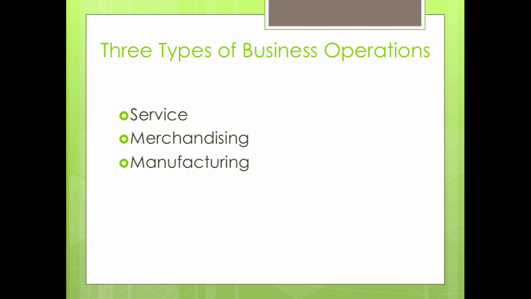There are three types of business operations. We have service, merchandising, and manufacturing. A service business provides a service to its customers. A merchandising business sells a product to its customers and generates a profit on those sales. And a manufacturing business makes a product and sells its products to customers or retailers who then sell it to customers. In this chapter, we will be working with merchandising.